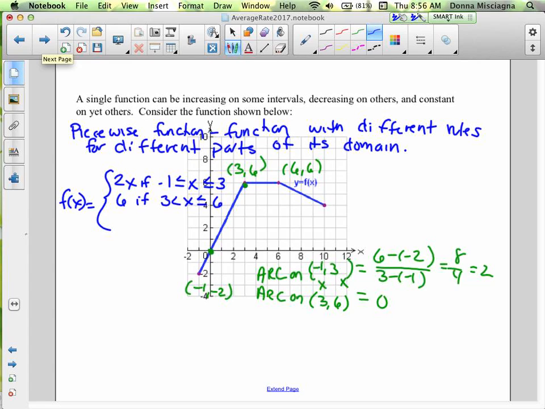The last portion, average rate of change, occurs from 6, 6 to 10, 4. So the average rate of change on 6 to 10 would be 4 minus 6, so change in the y values, divided by change in the x values, 10 minus 6. So that's going to be negative 2 divided by 4, or negative 1/2.